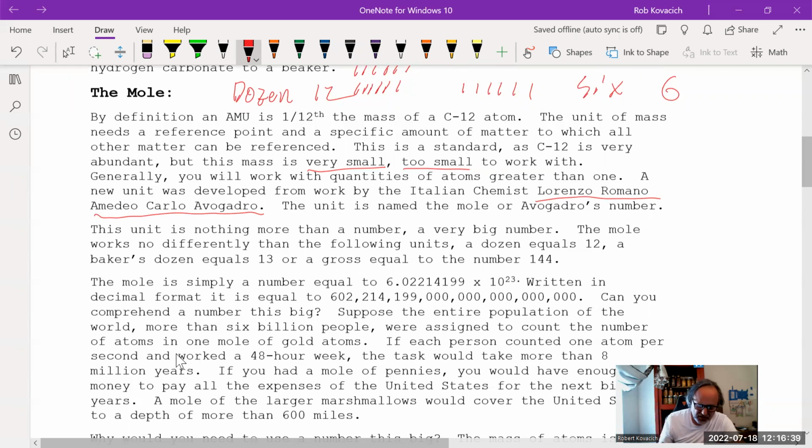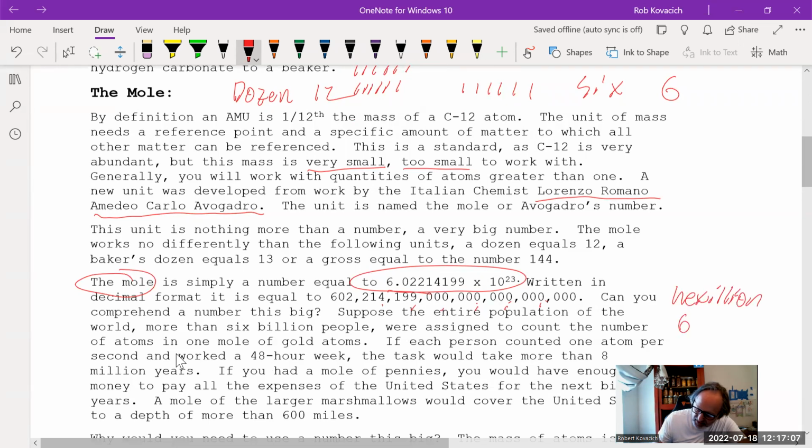So the mole is just a word for a number, but that's the number. The problem is the number is stupid big. So how big is it? We're talking about thousands, millions, billions, trillions, quadrillions, pentillions, hexillions.